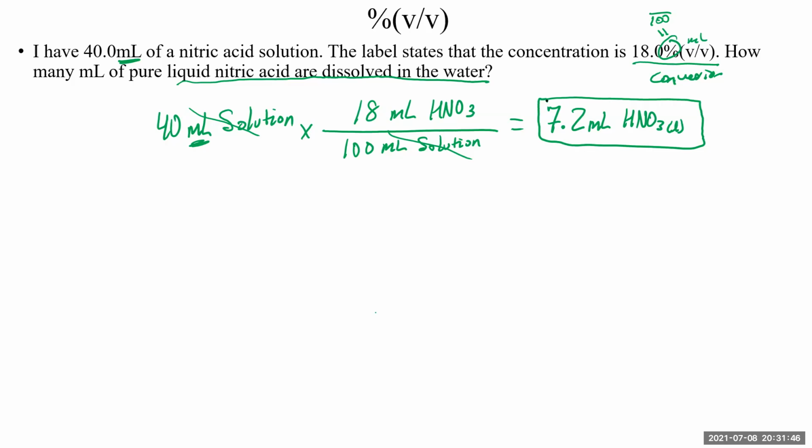I believe nitric acid has the higher boiling point, so you'd evaporate away the water. I could be wrong about that. I don't remember the boiling point of pure nitric acid. You can look it up, fuming nitric acid. 7.2 milliliters out of 40 for the solution, 7.2 milliliters are pure nitric acid.